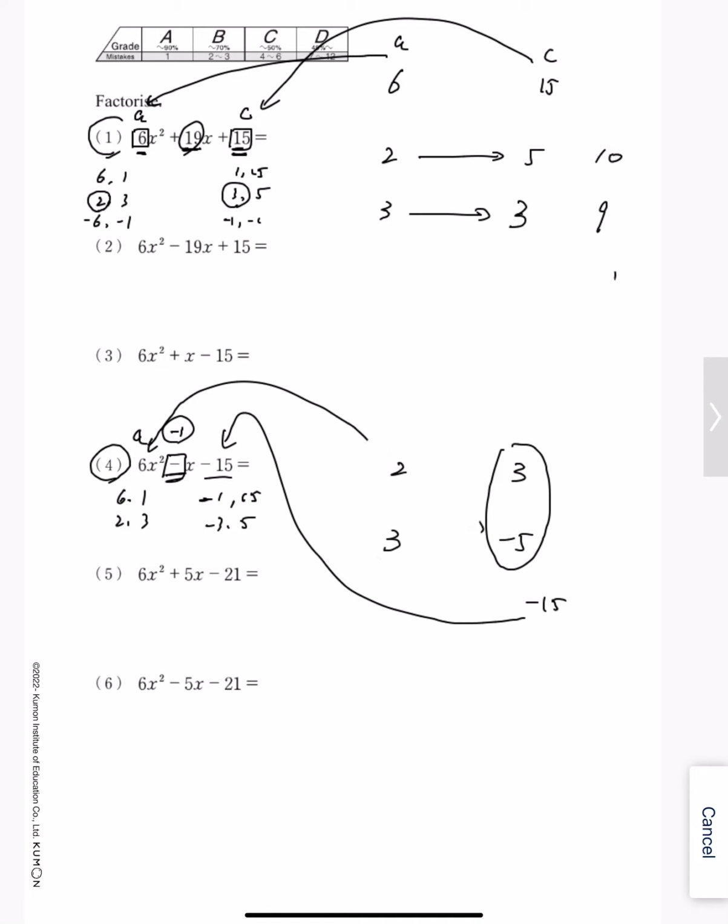2, 3, and we have 3 and negative 5. Let's see if this works. 2 times negative 5 is negative 10. 3 times 3 is 9. When they add together, this will give me negative 1.